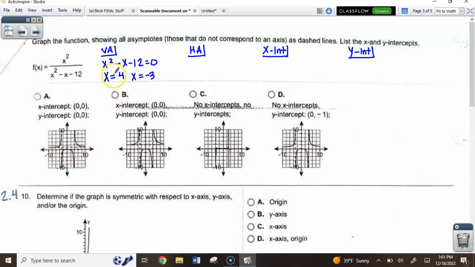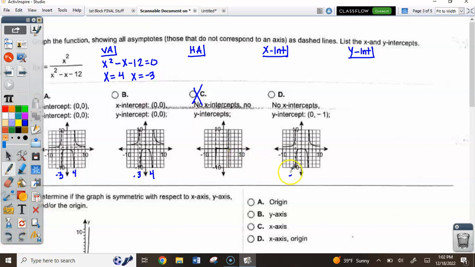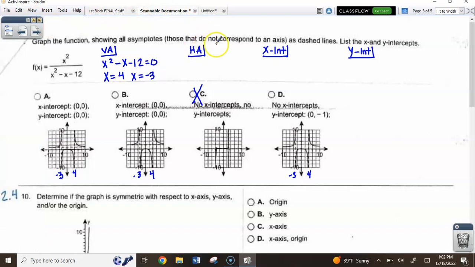Let's see, negative 3 and 4. Okay, so this looks like this is actually negative 3, and this one is on 4. This one's negative 3, this one's on 4. Okay, so I can eliminate this one because that right there is on negative 4 and positive 3. So we know it's not C. This looks like it's on negative 3 and 4. Okay, so now let's look at our horizontal asymptote.